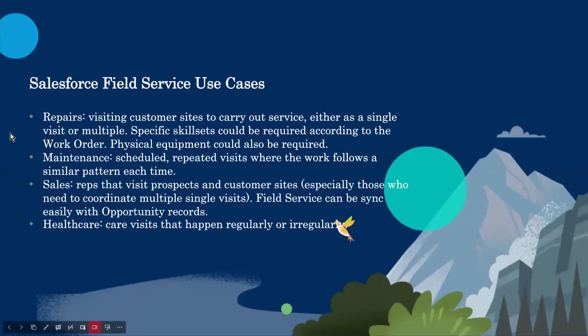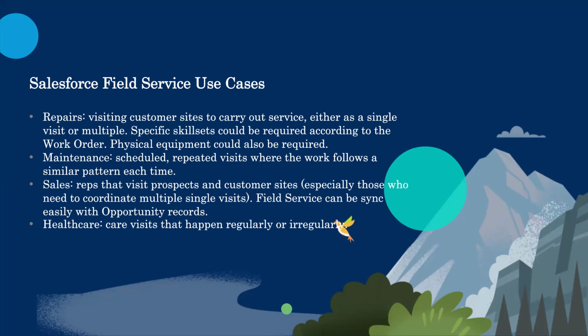Now we will come to FSL's most common use cases, which means these are basically examples of work types that are provided by companies who use FSL the most commonly. By viewing these, you can get an easy idea of what kind of services are mostly provided by companies that use FSL the most. First is repairs. Repairers are responsible for visiting customer sites to carry out repairs. They can be either single visit or multiple visit. Specific skill sets are required according to the work order, so they are all assigned by the FSL dispatcher.